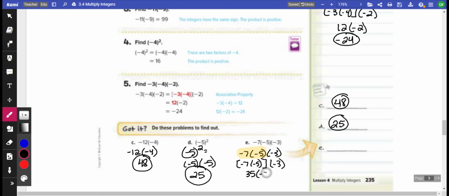So you'll do 35 times negative 3. Well, I don't know that one, and I can't use my calculator, so I'm going to show the work to the side. 5 times 3 is 15, carry the 1. 3 times 3 is 9 plus 1 is 10. So that gives me the answer of negative 105. And again, a positive times a negative is a negative because the signs are not the same.